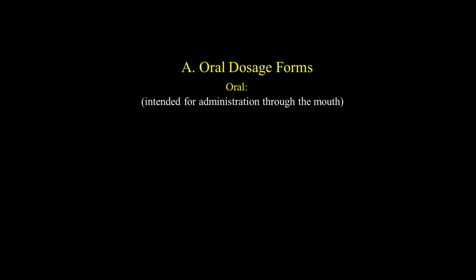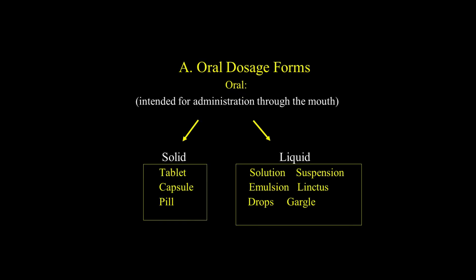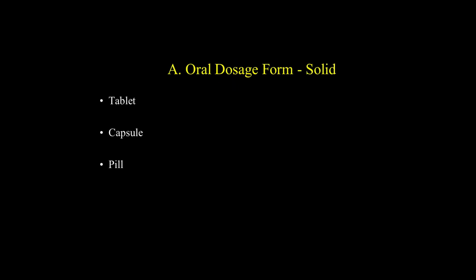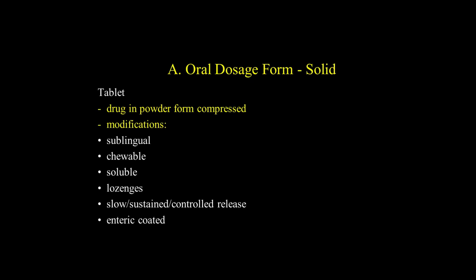We'll begin with oral dosage forms. That means it is intended for administration through the mouth. And these are the types of solid and liquid dosage forms we will consider. We will look at three types of solid dosage forms and start off with the tablet, which is drug in powder form compressed. We will consider these 6 ways in which a tablet can be modified.